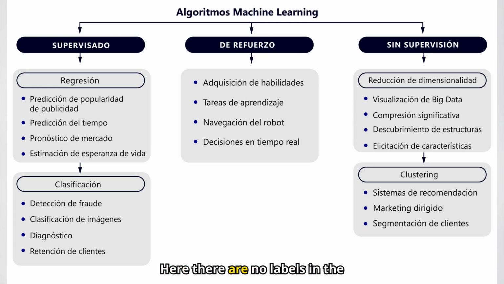Unsupervised. Here there are no labels in the data. The model must find hidden patterns on its own. This is useful for detecting anomalies in equipment, such as unusual behavior that may be warning signs of a failure.